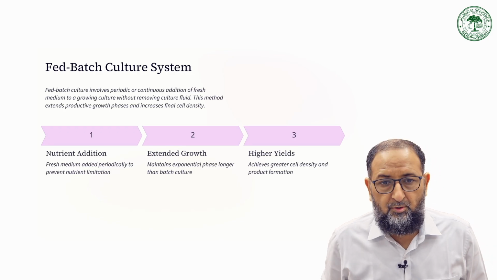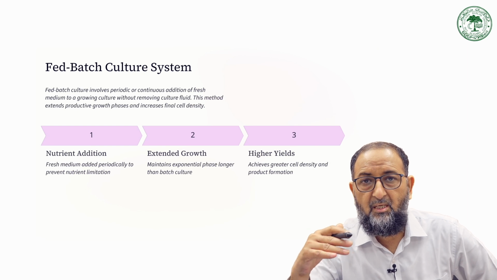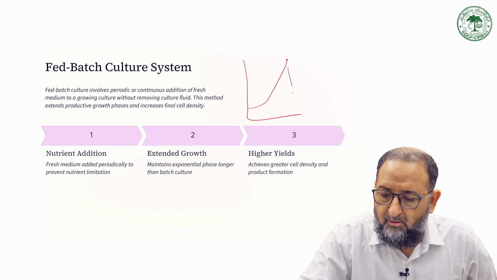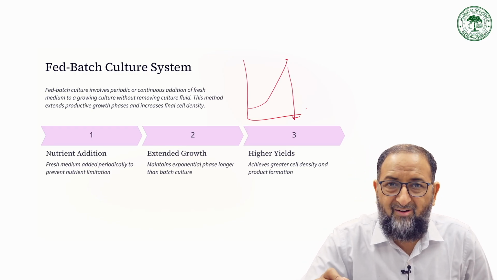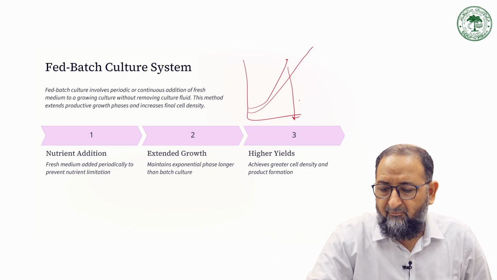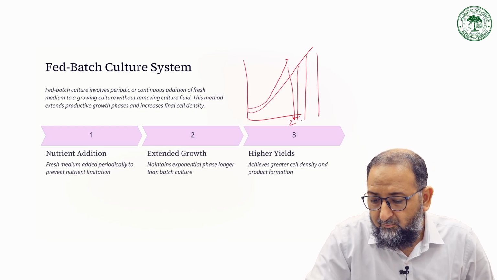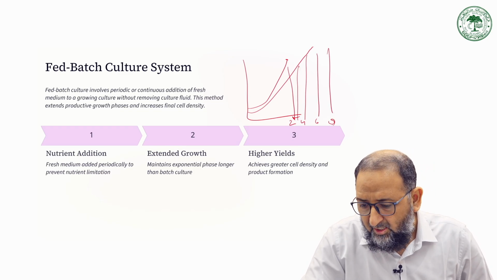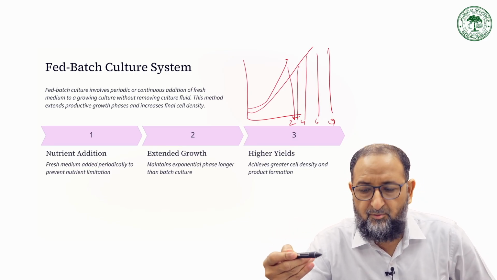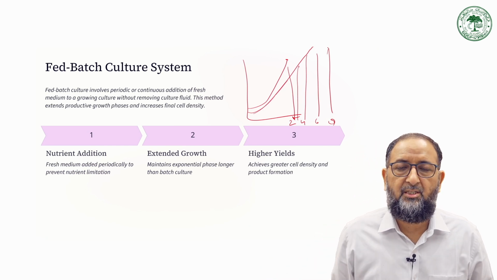Then extend the growth. So the exponential phase is maintained longer than in the batch culture, because in a batch culture the growth ends at a certain time, but in the case of fed batch or continuous culture, it may go on and on, because at every point of time, at 2 hour, 4 hour, 6 hour, 8 hour, you are adding fresh media, fresh nutrients and supplements, so that continuous exponential growth takes place. So this is called the fed batch culture system.